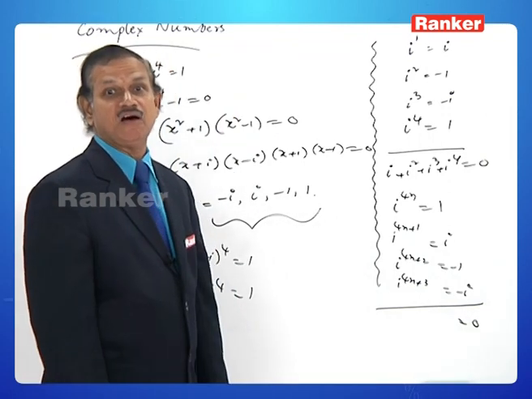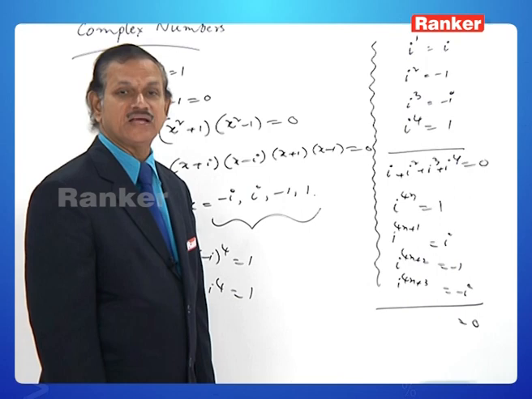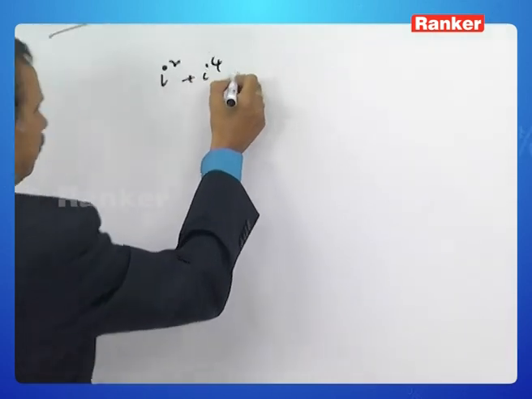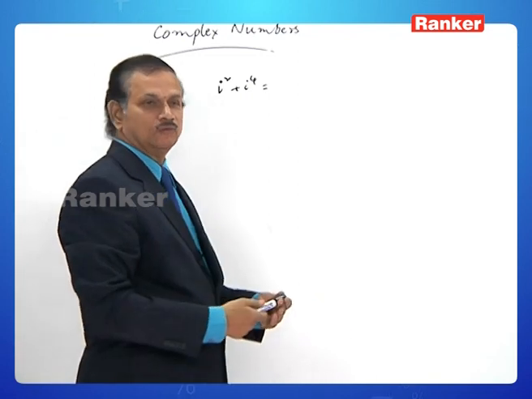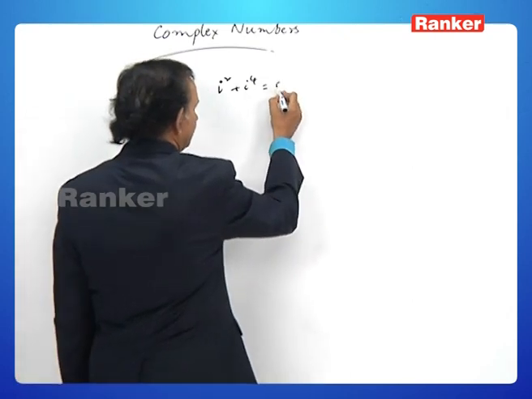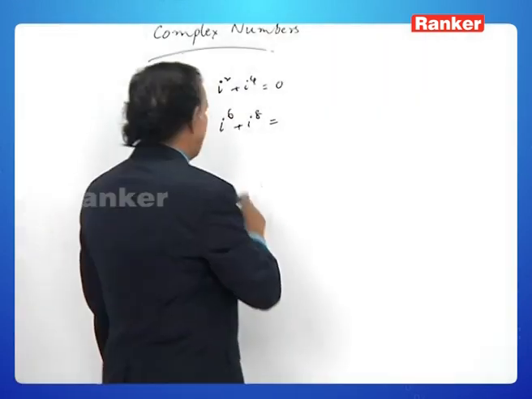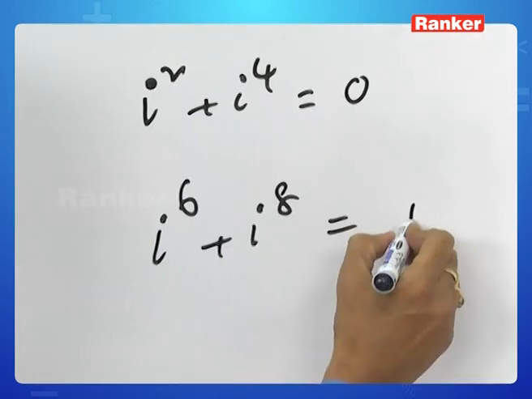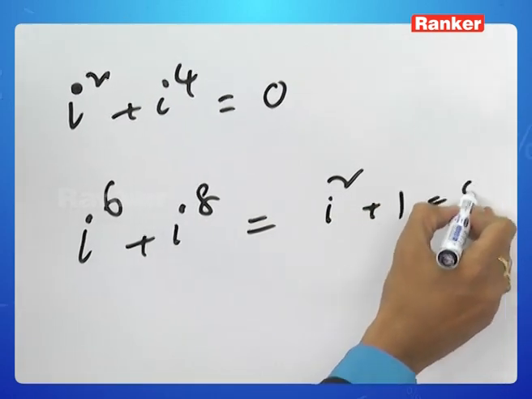Now, what happens when only even powers of i are calculated, or only odd powers of i are gathered and added? What is going to happen? Let us now see. What is i square plus i to the power of 4? What is i square? Minus 1. What is i power 4? 1. Minus 1 plus 1, 0. Just like that, i power 6 plus i power 8. How can it be? i power 6, i power 4 plus 2, is nothing but i square, and i power 8 is (i power 4) whole square, which is 1. i square is minus 1, plus 1, 0.